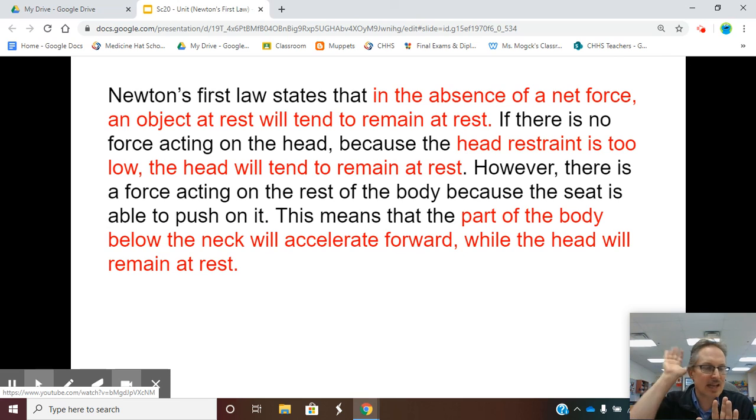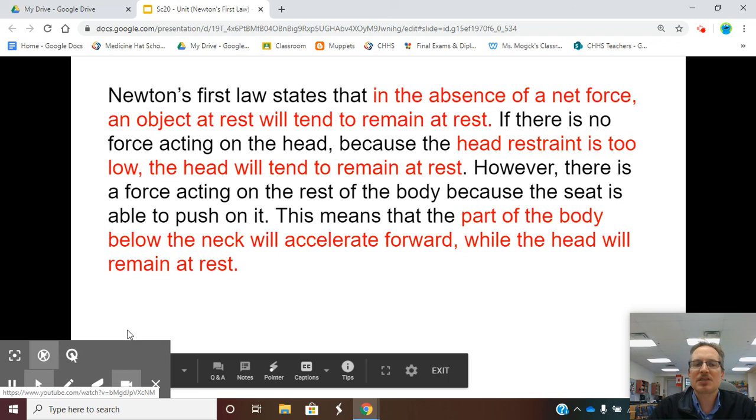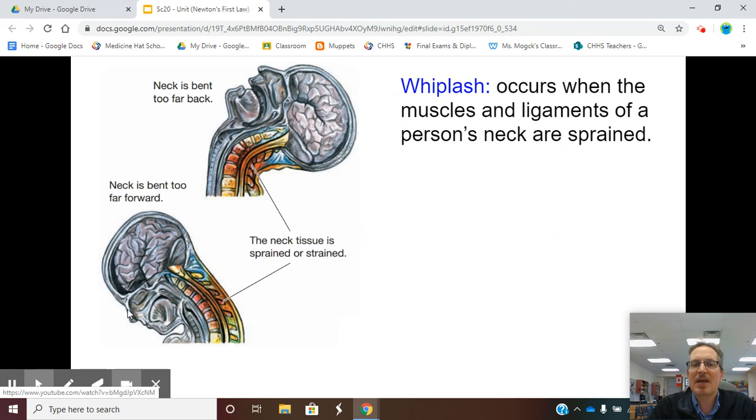Because the head doesn't have anything pushing on it, the head does this snapping motion where the seat is pushing on the body. The head has nothing to do that, so the head is going to snap back, which means we are going to accelerate the neck in a direction it's not meant to go.